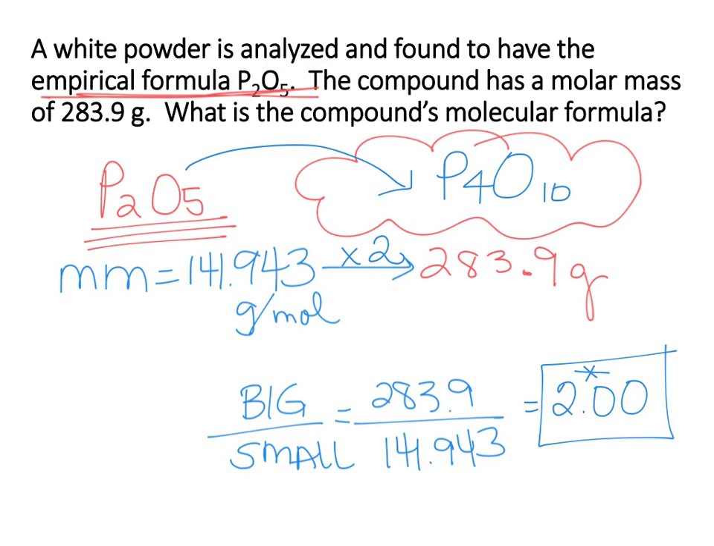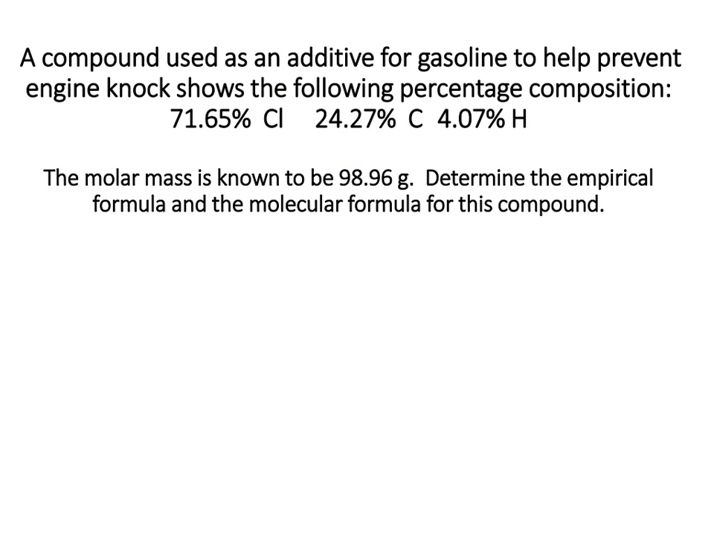That's how you do a molecular formula problem. How could we ruin your life? We could make you do both at once. So let's try it. Last example for the day. Down at the bottom it says a compound is used as an additive for gasoline to prevent engine knock, and it shows the following percent composition. So it lists out your percentages.